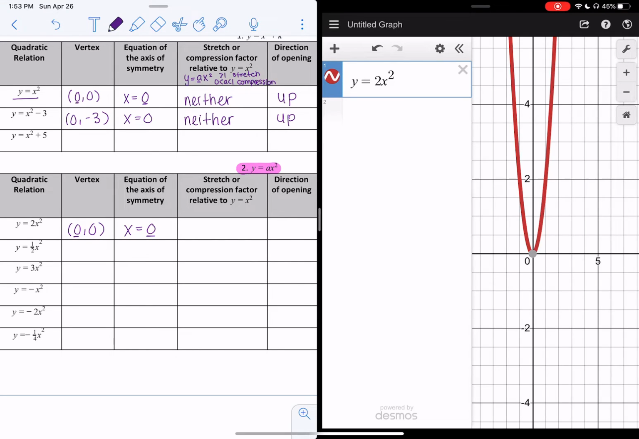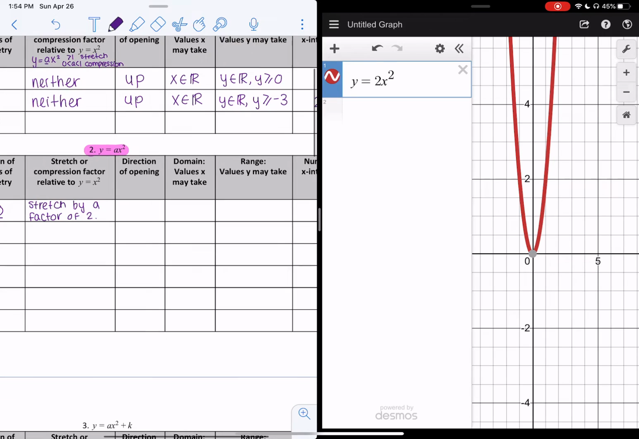Now, stretch or compression factor relative to y equals x squared. Remember, for our stretch and compression factor, we look at that number in front of x. We ignore if it's positive or negative for a moment, and we think, okay, is 2 bigger than 1? Yes. So we say stretch by a factor of 2. Now again, my direction of opening, if I look here, that will be up.